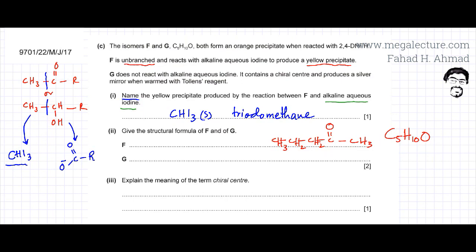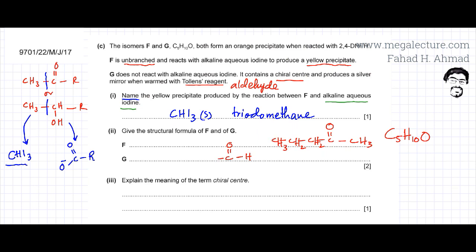Now let's figure out what G is. G does not react with alkaline aqueous iodine, which means that either of these structures is absent. It's not going to be part of G. The other clue is that it contains a chiral center, so we need to make 1 carbon chiral, giving it optical isomers. The other thing is that it produces a silver mirror when warmed with Tollens reagent. Tollens reagent is used for the oxidation of aldehydes, which means that G is an aldehyde. So let's start drawing G now, starting off with it being an aldehyde.